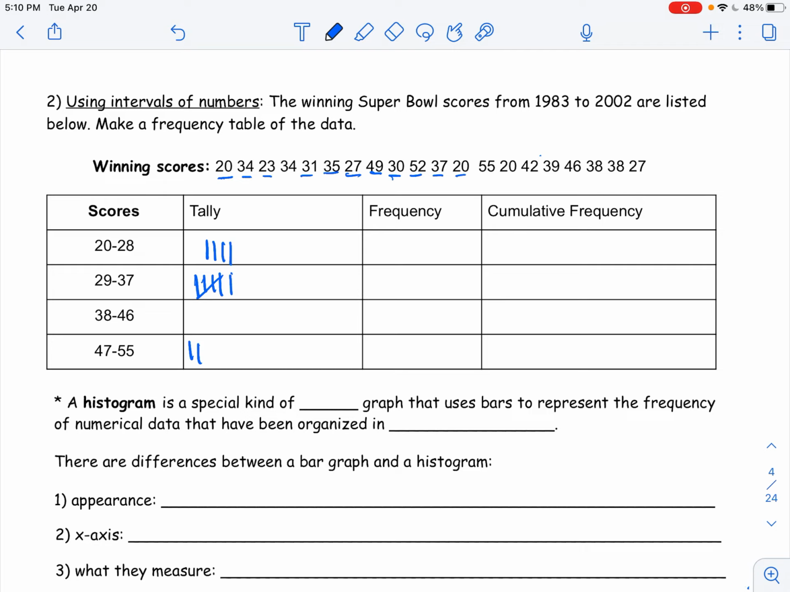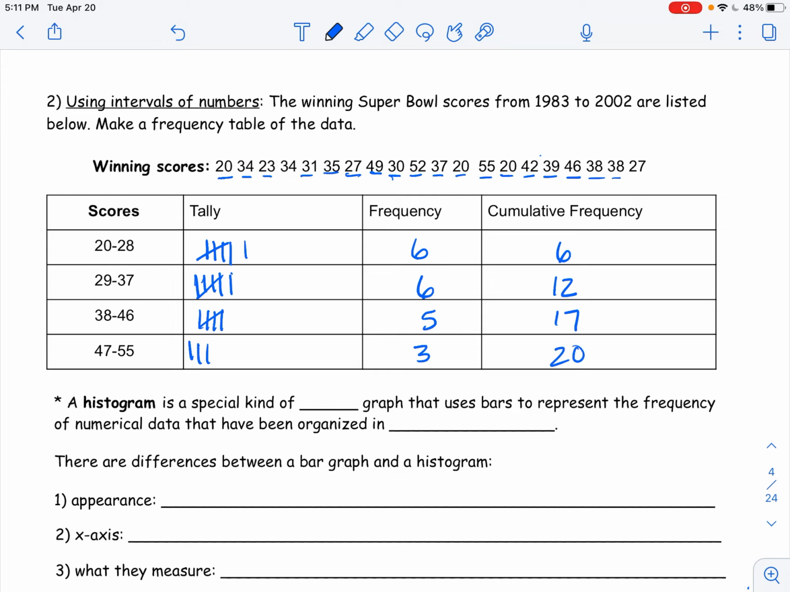These little marks don't mean anything other than to keep my numbers in order. 42, 39, 46, 38, 38, and the last one's 27. So you can see that we have 6 in the 20 to 28. We have 6 more in the 29 to 37. That brings us to 12. We have 5 in the 38 to 46, and so that gives us 17. And we have 3 that are from 47 to 55, and so that gives us a total of 20 scores.